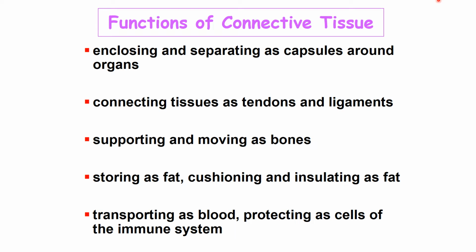But the function of connective tissue is enclosing and separating organs, or connecting tissues like tendons and ligaments would do, or supporting and moving us, as in bones, storing fat, and we know fat is a storage form of energy, and it will also cushion and insulate. And then transportation, like blood. Blood is actually a connective tissue, which seems kind of funny, and we'll talk about that in a minute.